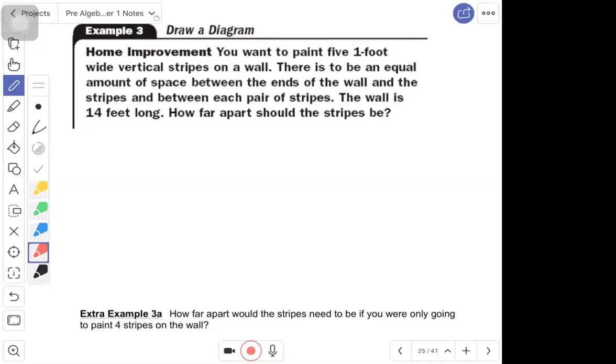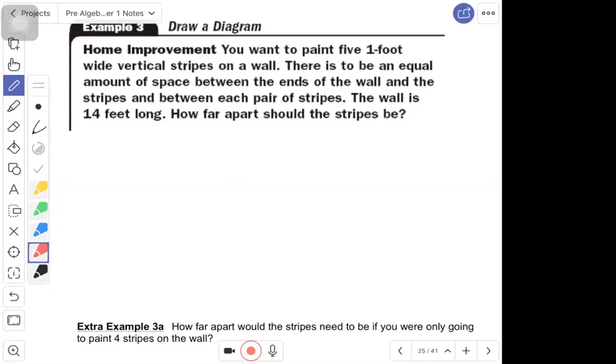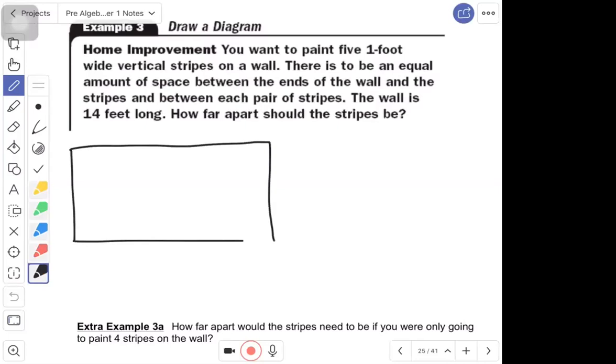And we're going to draw a diagram so that it's easier for us to see. So you want to paint 5 1-foot wide vertical stripes on a wall. So we have a wall. This is my wall. And we want to paint 5 1-foot wide vertical stripes on this wall. So we have 5 stripes to go on here. But there has to be an equal amount of space between the ends of the wall and the stripes and between each pair of stripes. So there has to be equal length between each of these stripes and the ends of the wall. So I'm going to do my best to draw my 5 stripes.